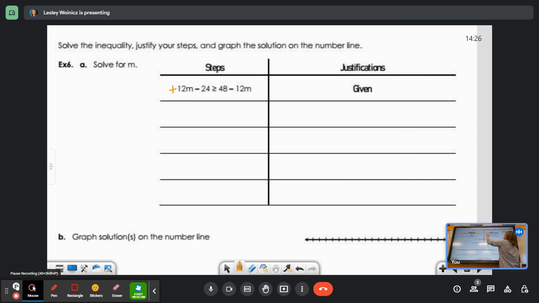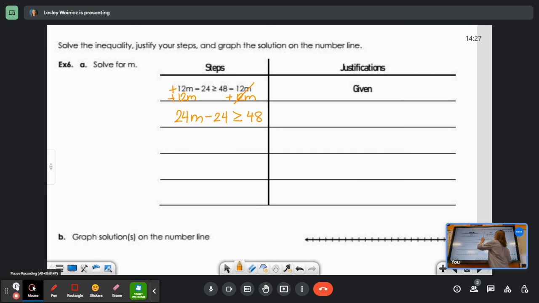All right. I want all of my m's over here. So I'm going to add 12m to both sides. Aren't you glad we didn't cancel them? Because there's actually 24 m's. Greater than or equal to 48. Which property did we use?